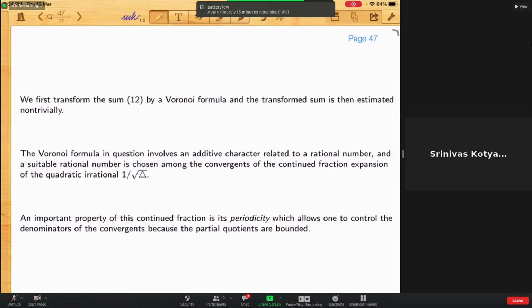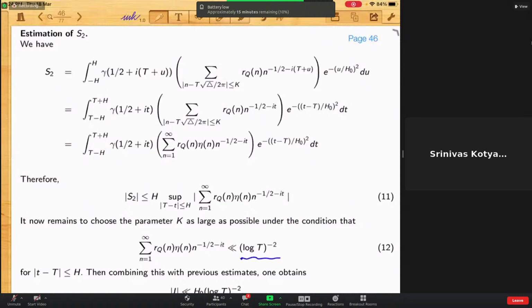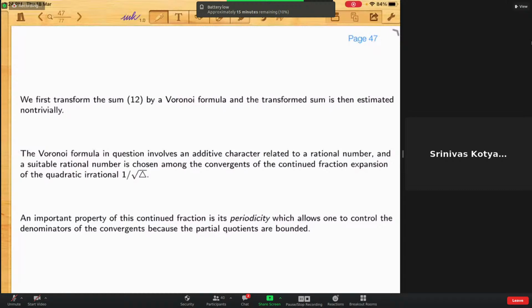And therefore, how to estimate this crucial sum? This sum I will keep calling the crucial sum or the sum in question. Okay, we would like to discuss how to transform, how to estimate this so that we can make it small. Okay. So this sum is first transformed into another sum by using the Voronoi formula. And that Voronoi summation formula is then transformed into another by using the saddle point method. Okay. So this is the basic thing. And the Voronoi formula in question involves an additive character related to a rational number. And a suitable rational number is chosen among the convergents of the continued fraction of the quadratic irrational 1 by square root of delta.